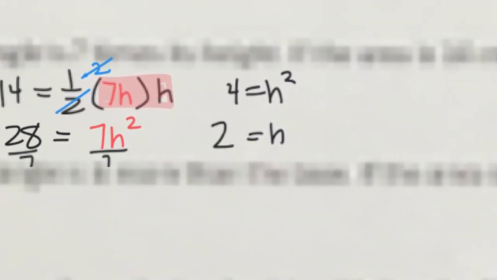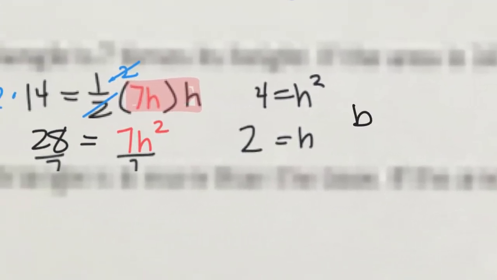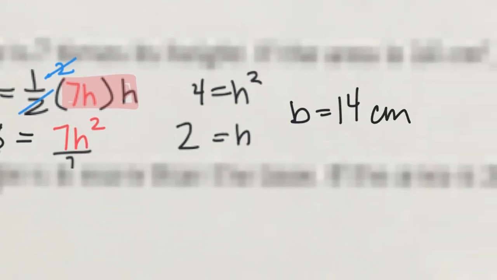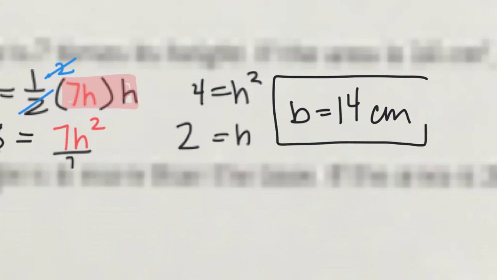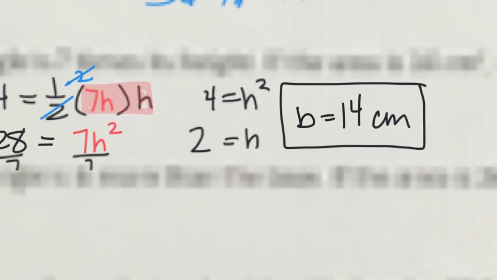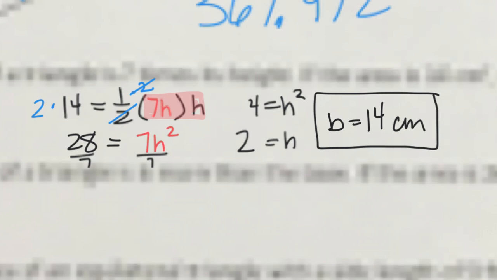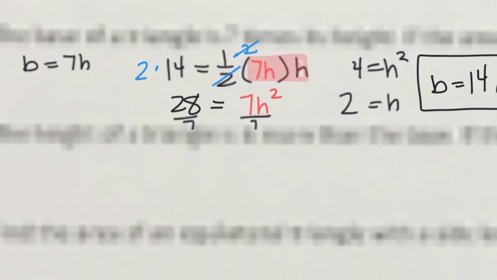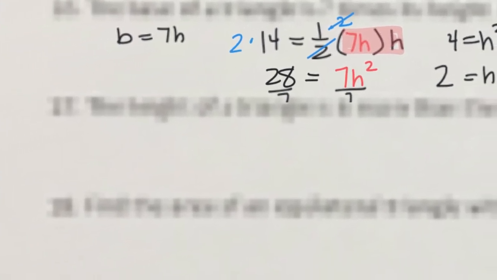What is the base length? If the height is 2, the base is 7 times that, which is 14 centimeters. The height is 2, the base is 7 times 2. So look, the base is the same length as the area. Who knew? Kind of crazy. Okay, so if it says times, we solve by square rooting, or dividing and square rooting.